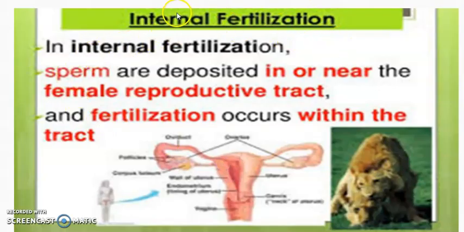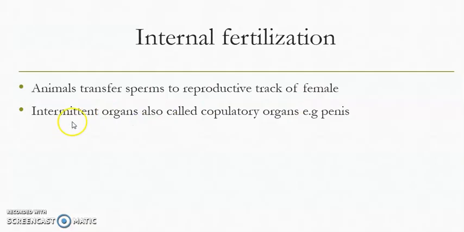In the case of internal fertilization, the male gametes are transferred to the female reproductive tract. For that, they use certain organs, and such organs are called intromittent organs or copulatory organs. We will discuss it in later chapters.